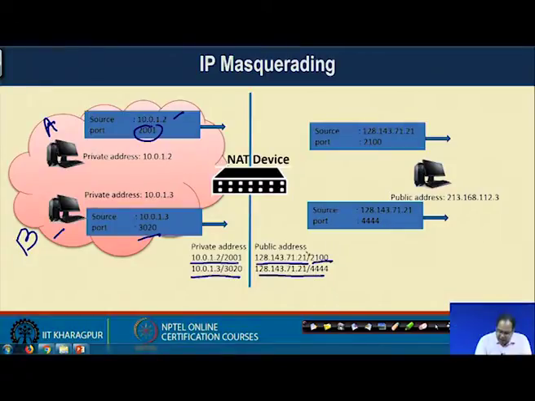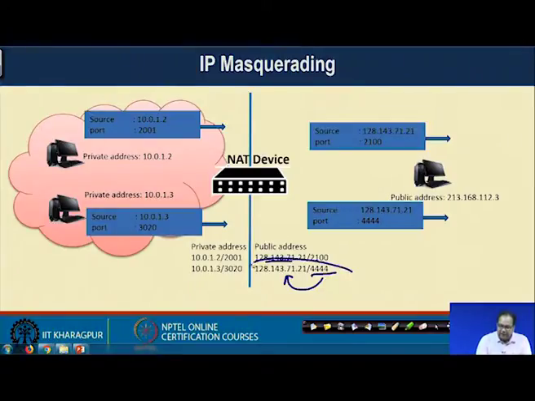Now, here I can use the same public IP for both machines, because the port number is making the differentiation. So, whenever I get a response at port 2100 of the IP 128.143.71.21, I know that in the reverse mapping that will be mapped to 10.0.1.2 at port 2001. Similarly, if you receive a packet at the NAT device at port 4444, from this mapping you know that this IP port pair will be mapped to 10.0.1.3 with port 3020.